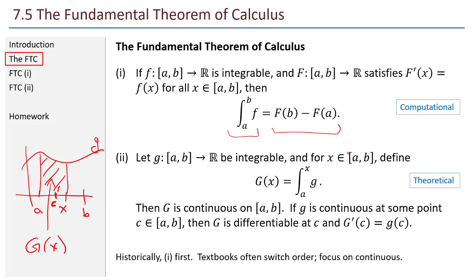Now, historically, point number one actually came first. Although it's kind of curious, modern textbooks will often switch the order. What we call 2, they will call the fundamental theorem of calculus part 1. They focus on continuous functions, and calculus textbooks will often use the second part in order to prove the first part. But we will prove the two of these things independently. All right, let's begin.